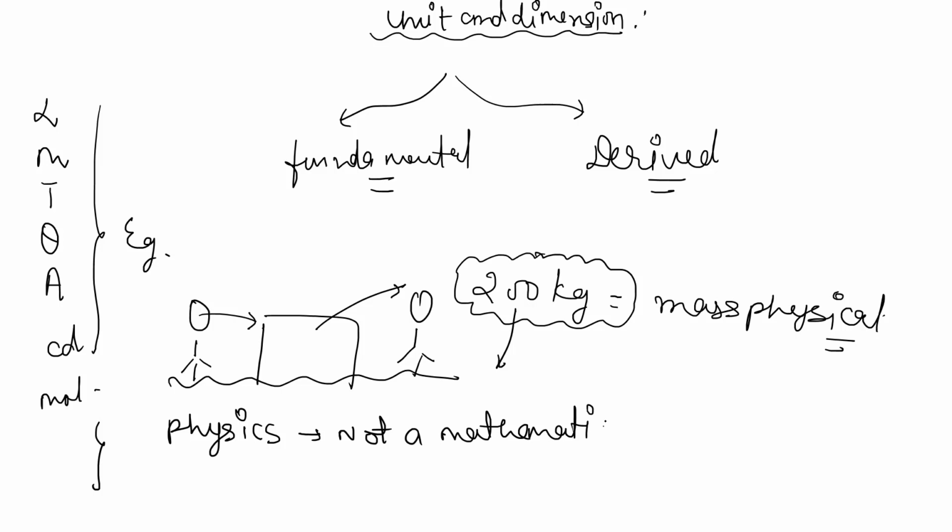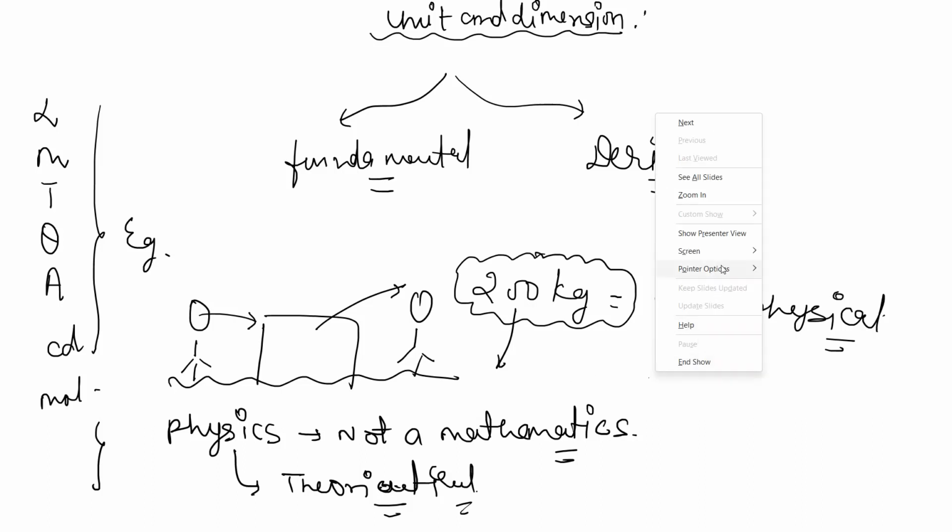First, you should know that physics is a theoretical subject. But we always try to model the laws of physics in the form of a mathematical equation. That's why we should have knowledge about the mathematical tools of physics. Okay, and now let's move forward.